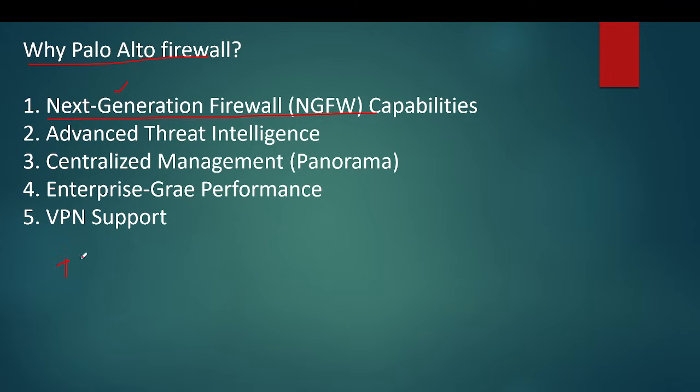Before going into the next generation firewall, let's discuss traditional firewalls and next generation firewalls. What is a traditional firewall? What is a next generation firewall? Traditional firewalls are those which have the capability to provide security only up to layer 3, based upon source IP, destination IP, source MAC, destination MAC, and protocol.